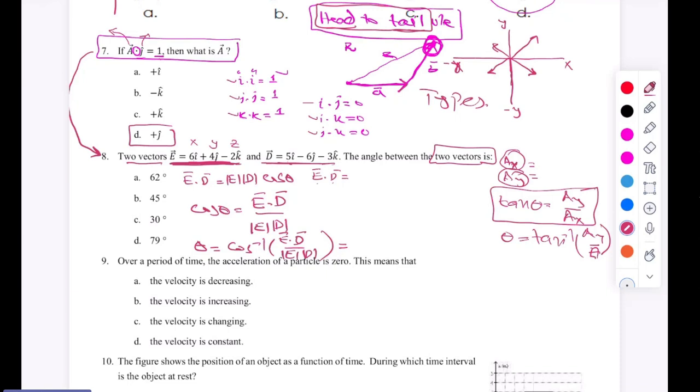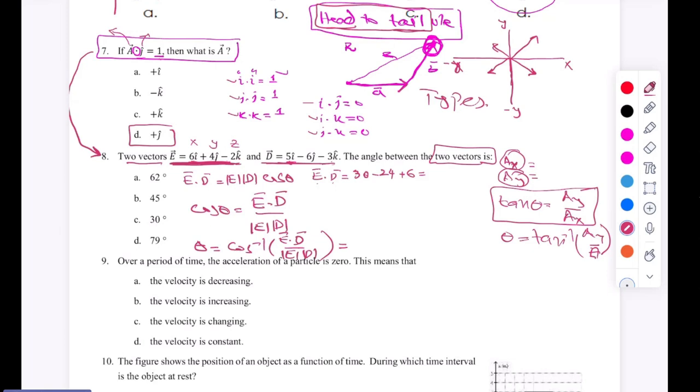Over here, we can find this: I dot I, so you will get 6 multiplied by 5, which is 30. Then 4 multiplied by minus 6, then you will get minus 24. And then minus 2 multiplied by minus 3, which we get 6, positive 6. So this is the dot product.